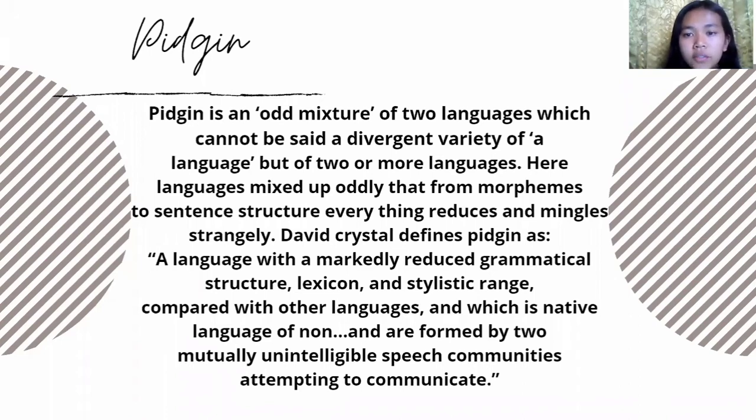The last scope of sociolinguistics is pidgin. Pidgin is an admixture of two languages which cannot be said to be a divergent variety of a language, but of two or more languages. Here, languages mix up so that from morphemes to sentence structure, everything reduces and mingles strangely. David Crystal defines pidgin as a language with a markedly reduced grammatical structure, lexicon, and stylistic range, compared with other languages, in which its native language is not known and is formed by two mutually unintelligible speech communities attempting to communicate.